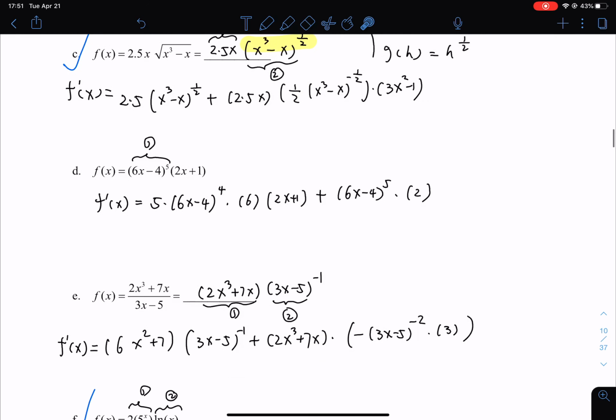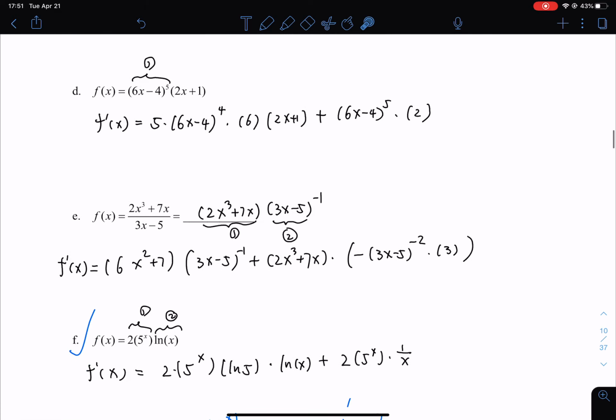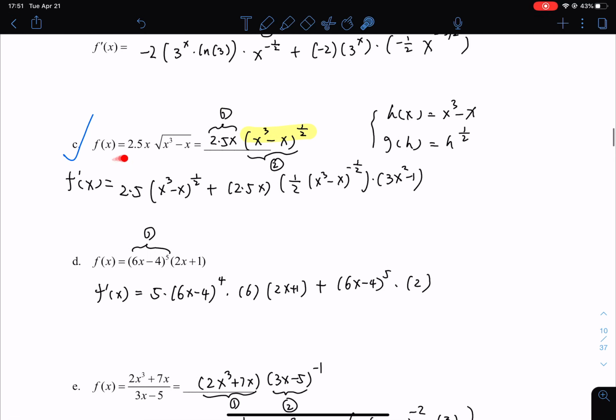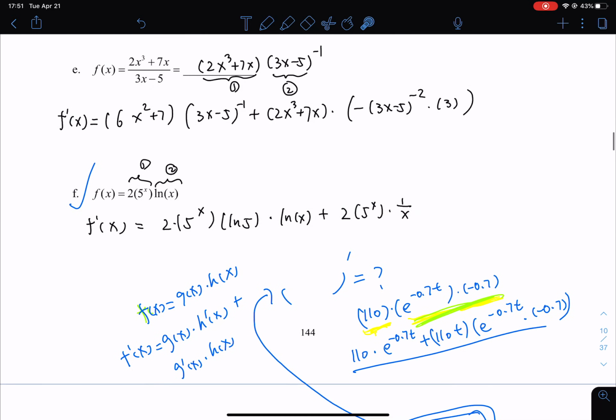And then let's see example C, which is similar. Let's see example F. This is the first function and this is the second function. The derivative of the first function is just 2 multiplied by 5 to the x power, then multiplied by natural log of 5, multiplied by the second function, plus the first function multiplied by the derivative of the second function, which is 1/x. All right, that's all for chapter 3.